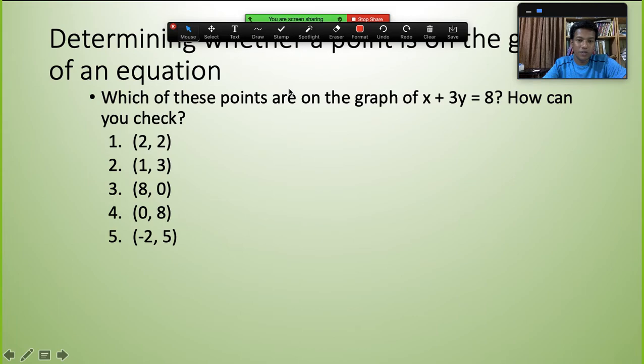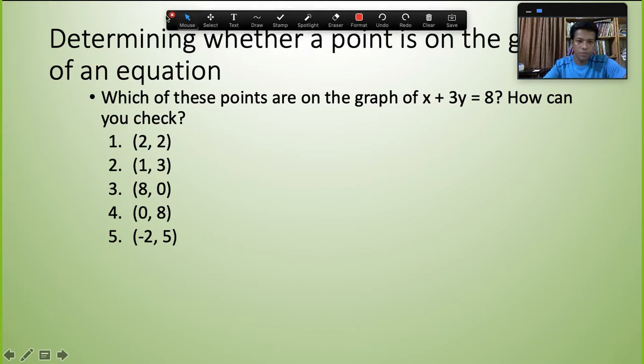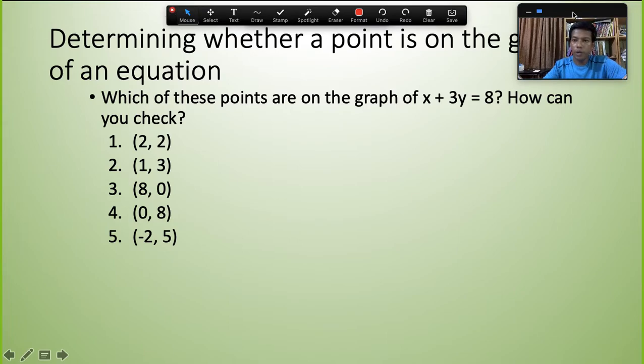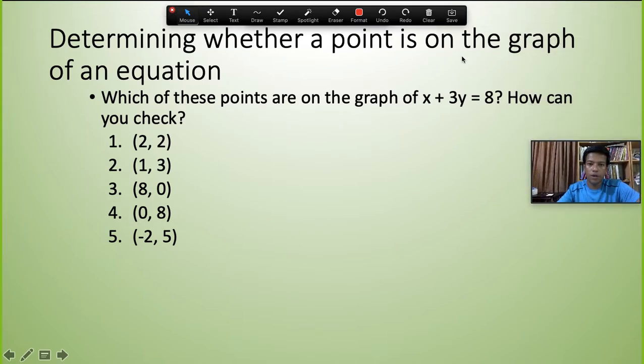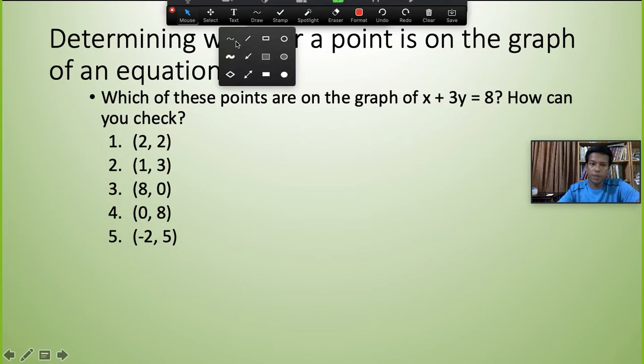Okay, so now this one, determine whether a point is on the graph of an equation or not. Suppose an equation is given like this: x plus 3y equals 8. This is an equation. Now, is this point 2, 2 on the graph? Let me explain what it means.